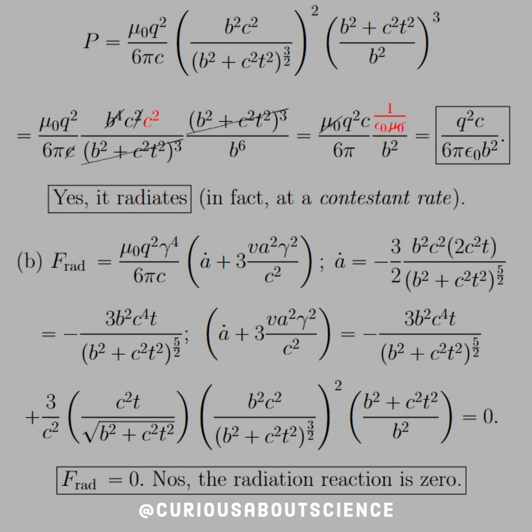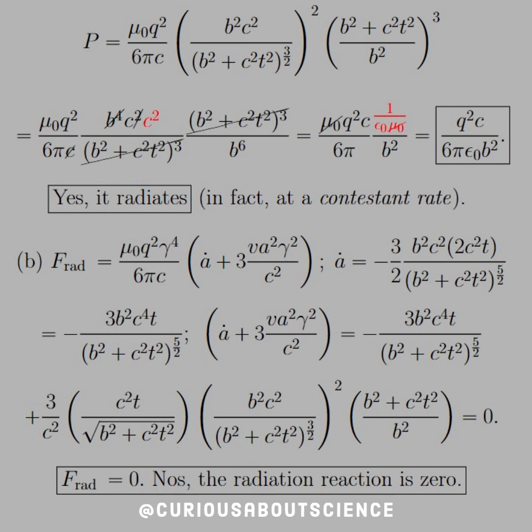Now for part B, the F radiation, we now know that the expanded version of the Larmor formula has A dot plus 3 V A squared gamma squared over C squared. So we know what acceleration was last time. Now we'd have to find the derivative of the acceleration, which is given as such, and we tidy it up accordingly after we, of course, substitute and cancel whatever terms we can.